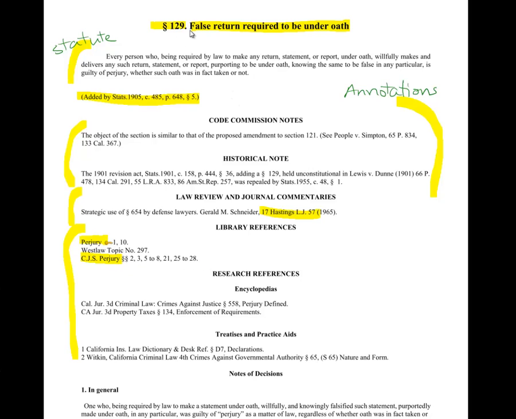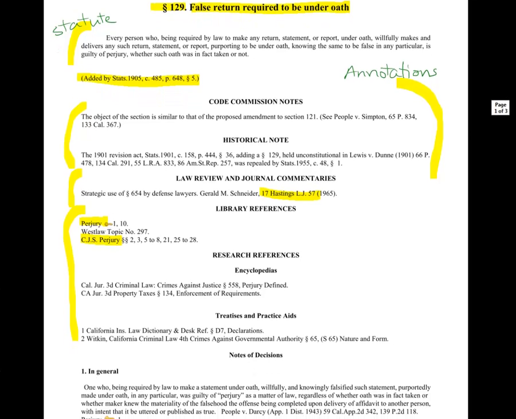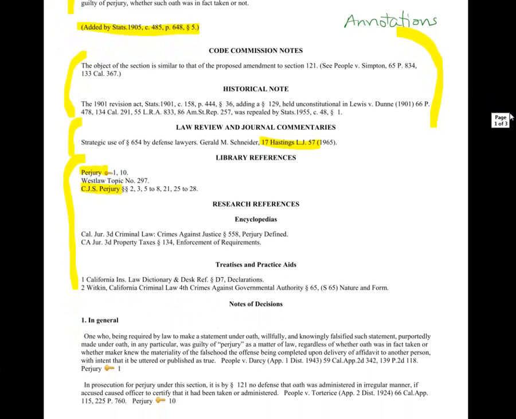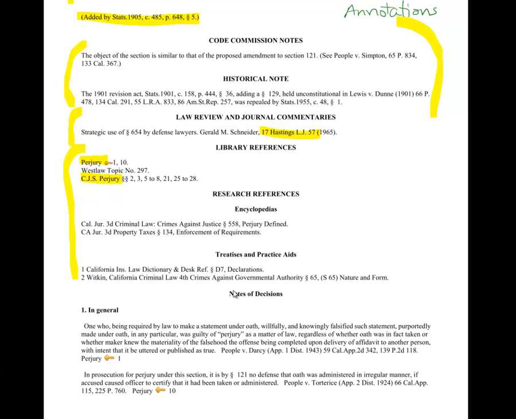You might even read specifically about Section 129. Here are some more encyclopedia references, some references to treatises and practice guides if you want to read more about those. And finally, down here we have some annotations that are really helpful. These are notes of decisions. And the decisions that we're referring to here are court decisions.